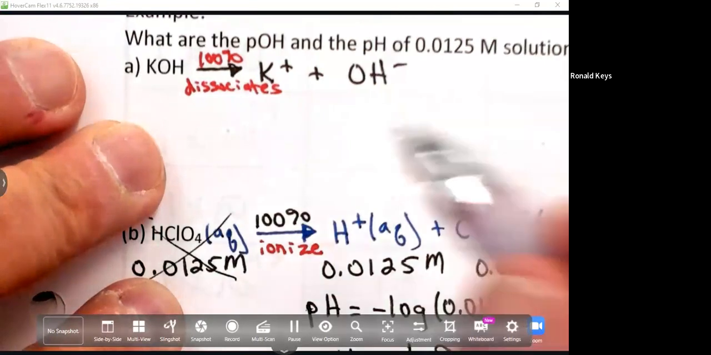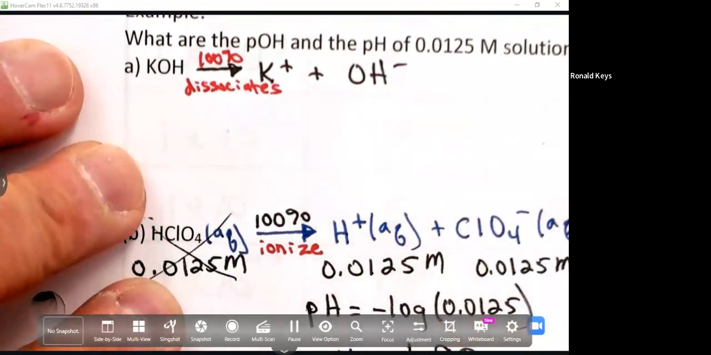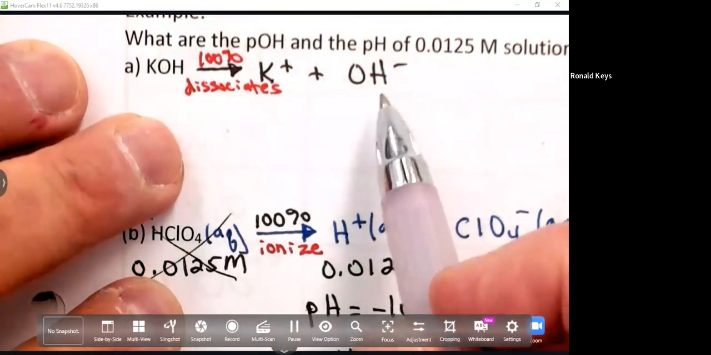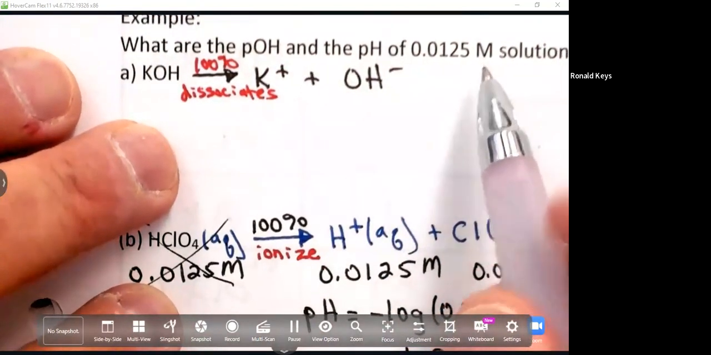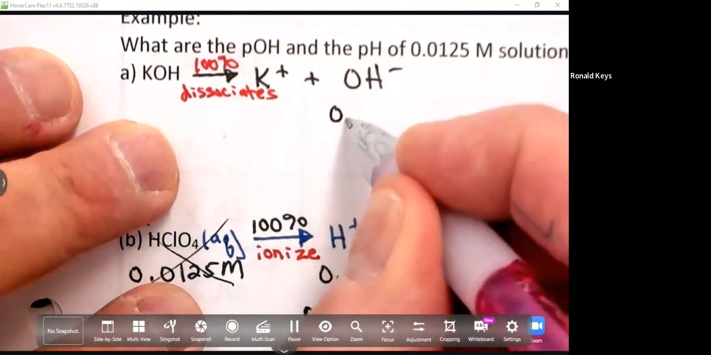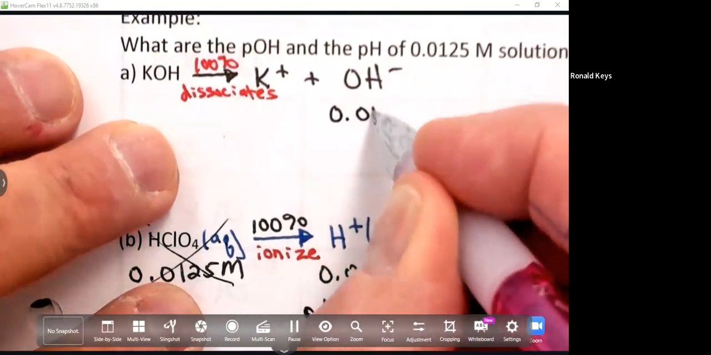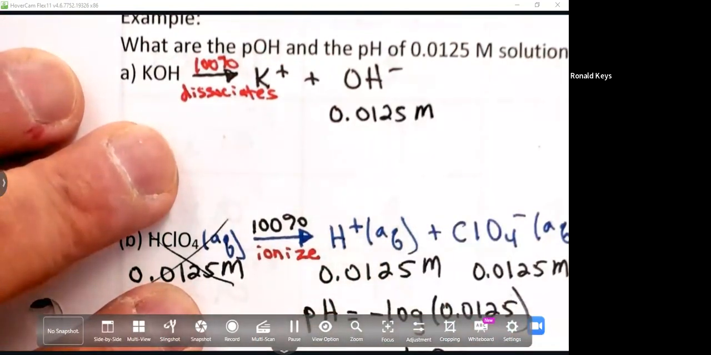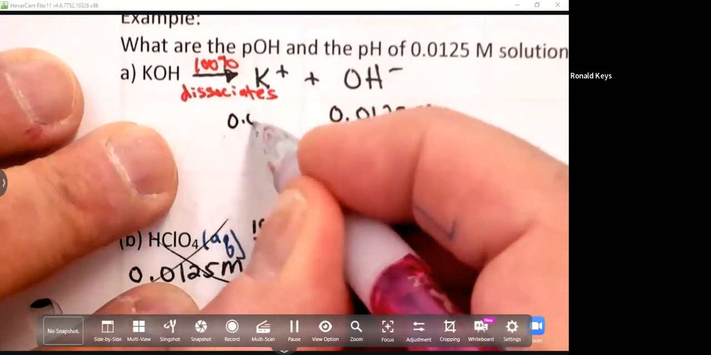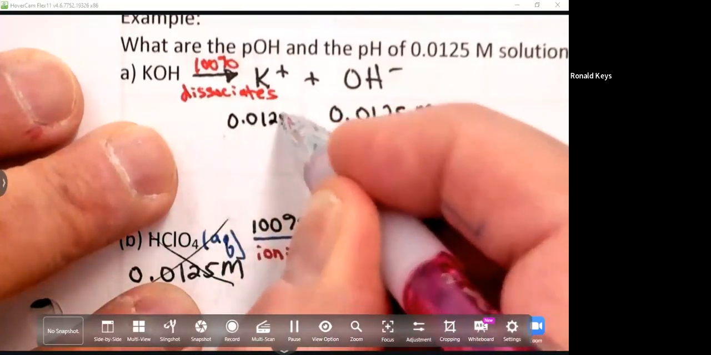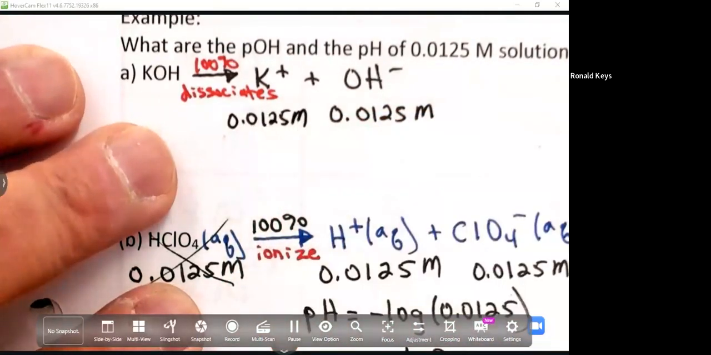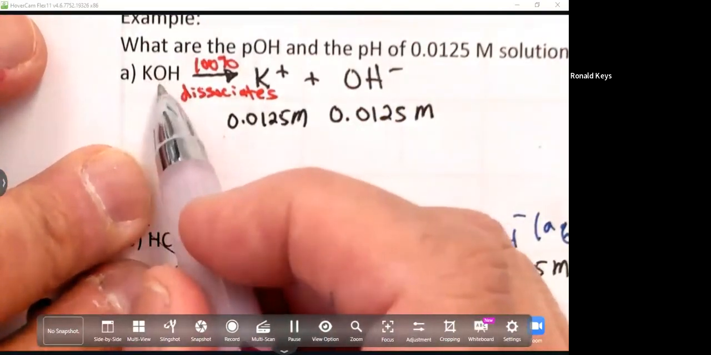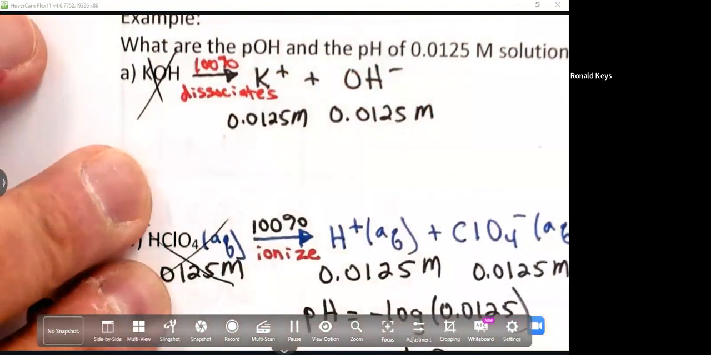So if that splits up, every time I have 10 of these, I'm going to get 10 OH minuses, right? This molarity is just a number. You are going to have a concentration here of 0.0125 molarity OH minus. This ion here is going to be 0.0125 molarity as well. This would be labeled 0.0125 molarity KOH on the bottle, but none of those are going to be hooked together.